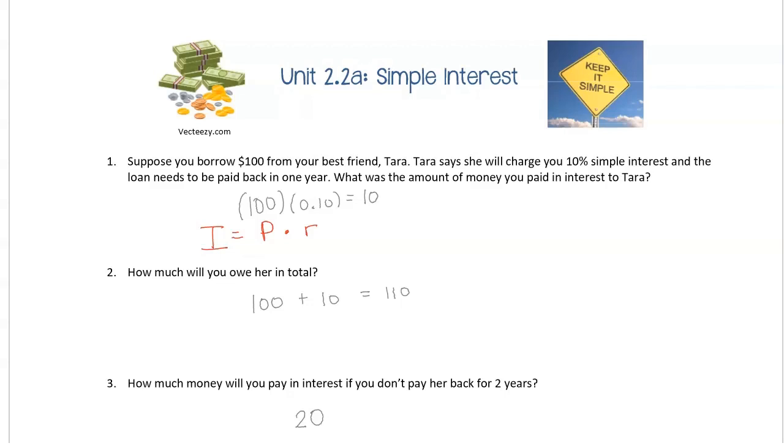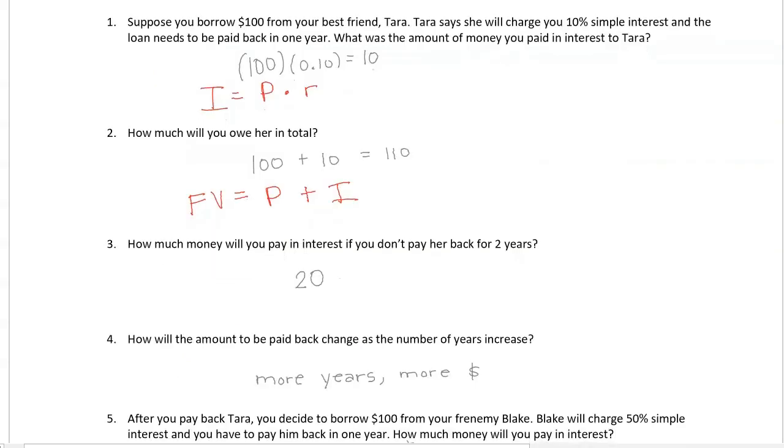For problem 2, this is asking how much we owe her in total. Well, that will be our future value. How much are we paying back? We're starting with that initial value, which was the principal of $100, and then we're adding the amount of interest. Problem 3 says, how much will you pay in interest if the time is double? To get this 20, I just doubled what I got from problem 1. If it's $10 for 1 year, it's 20 for 2.